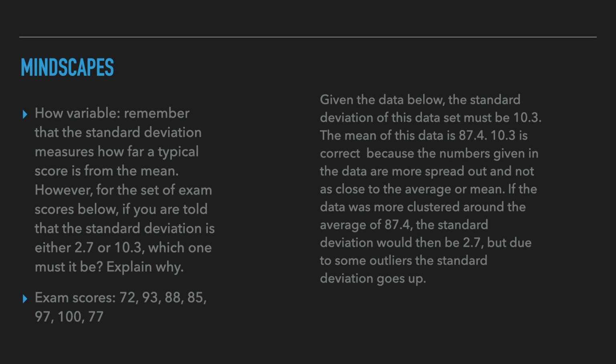Mindscape number 2. Remember that standard deviation measures how far a typical score is from the mean. However, for the set of exam scores below, if you are told that the standard deviation is either 2.7 or 10.3, which one must it be? Explain why. Given the data below, the standard deviation of this dataset must be 10.3. The mean of this dataset is 87.4. 10.3 is correct because the numbers given in the data are more spread out and not as close to the average or mean. If the data was more clustered around the average of 87.4, the standard deviation would then be 2.7, but due to some outliers, the standard deviation goes up.